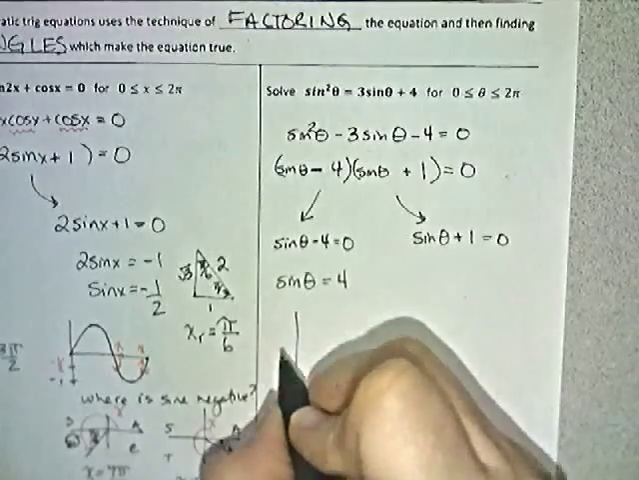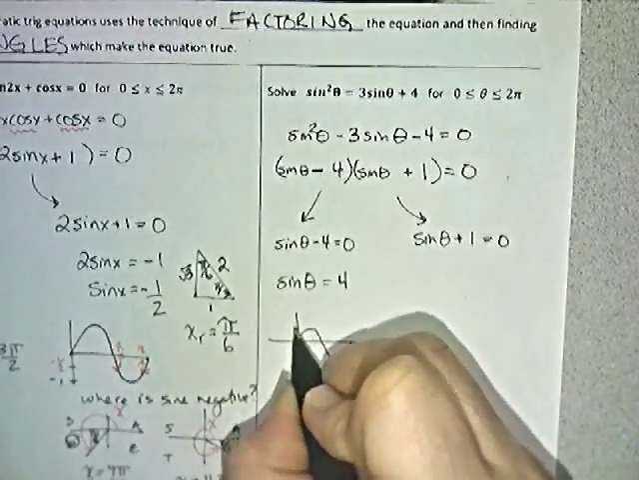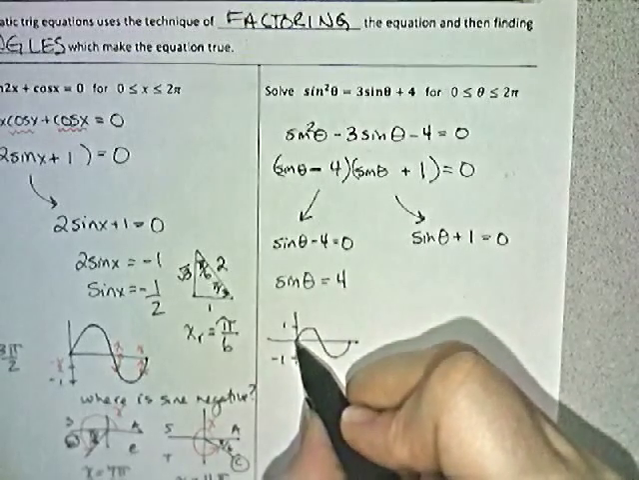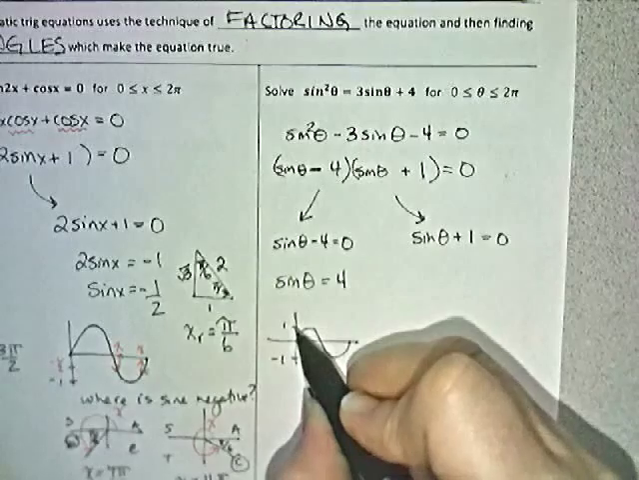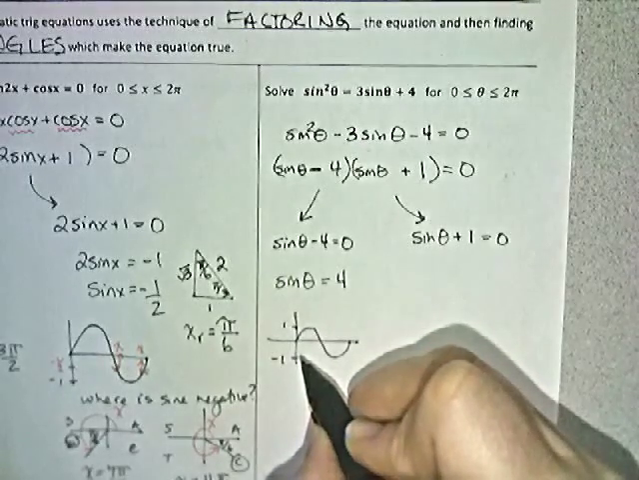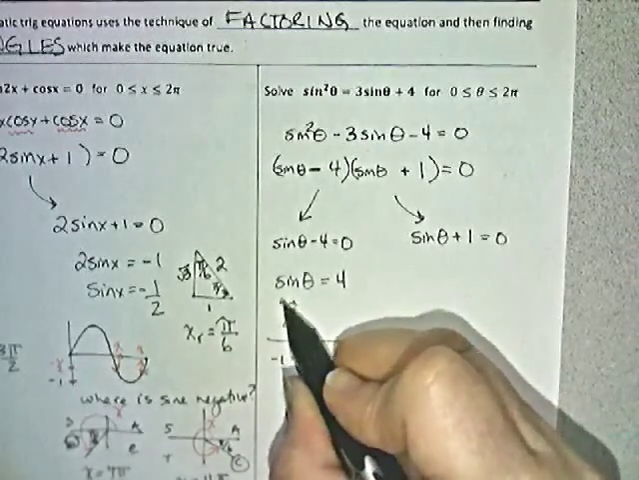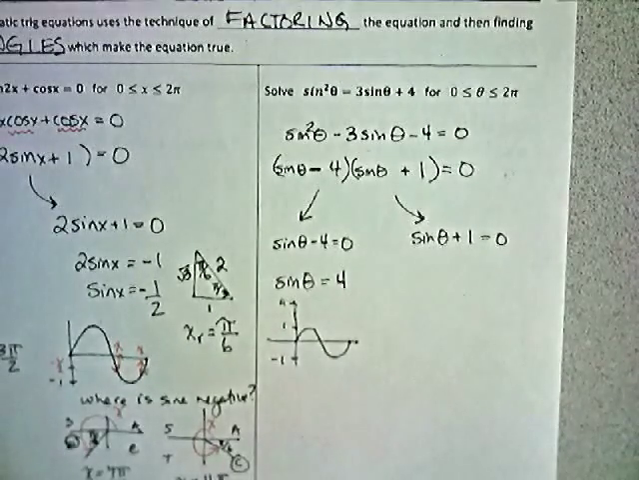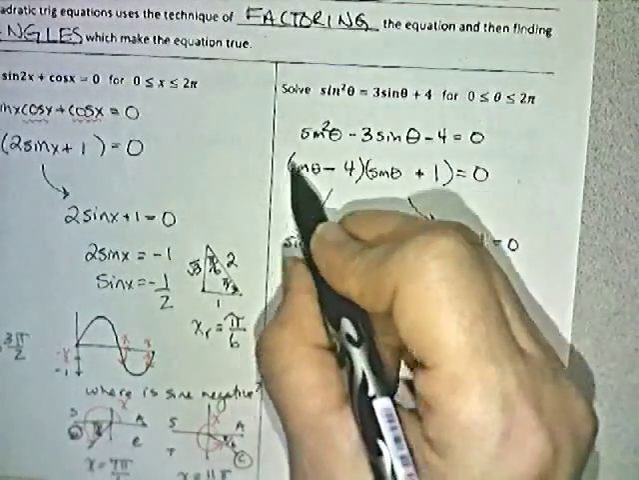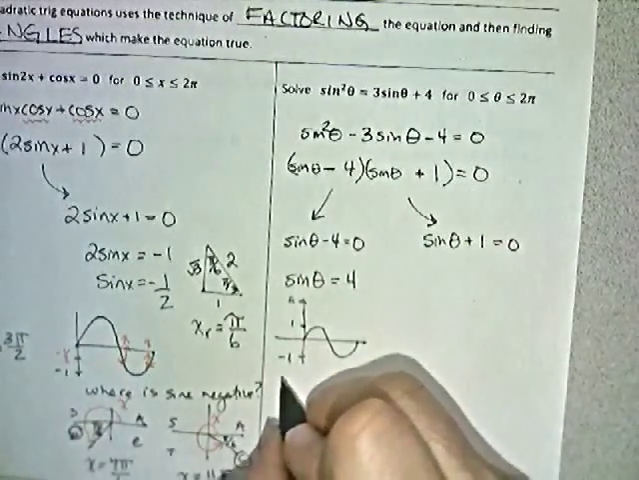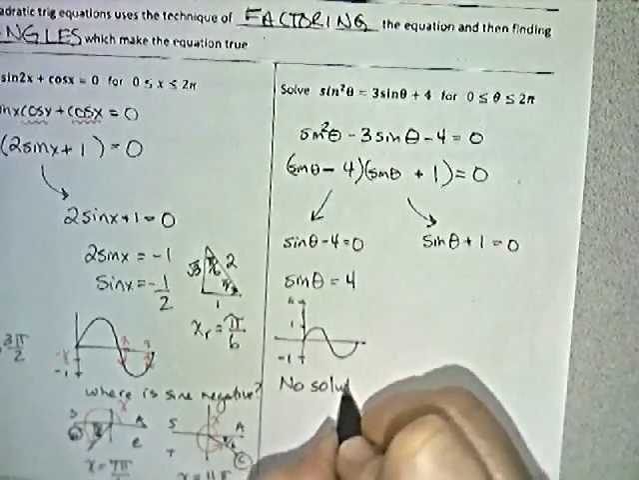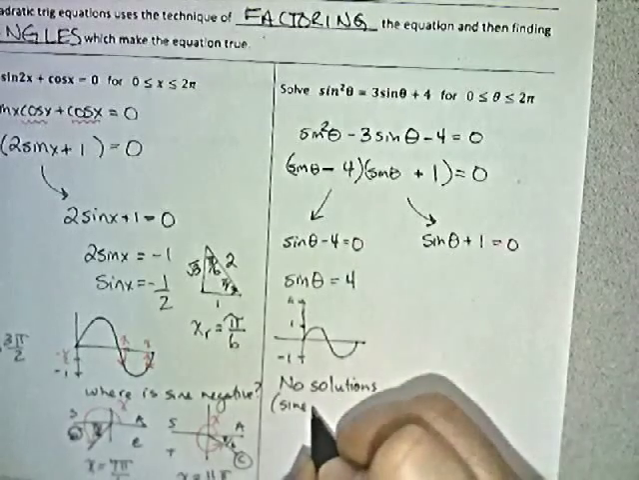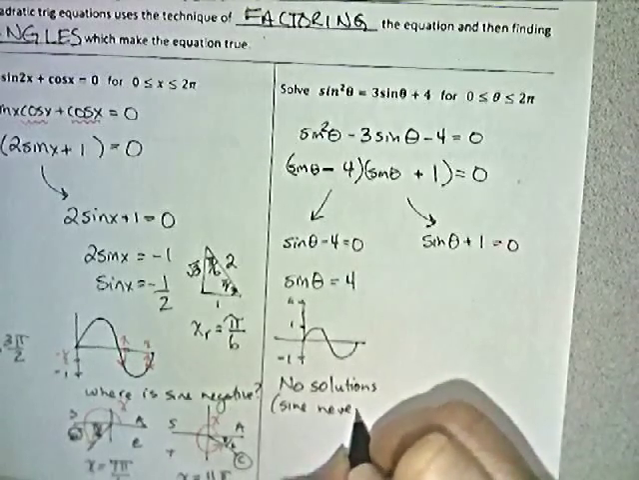And I look at that and I think, when is sine reaching a value of 4? When is sine 4? Well, that's never. There are no angles. My ratios only go up to 1 or down to negative 1. And so a value of 4 being up here doesn't have an angle that reaches that output. And so in this factor, there are no angles that make that true. There are no solutions. Sine of an angle never reaches 4.